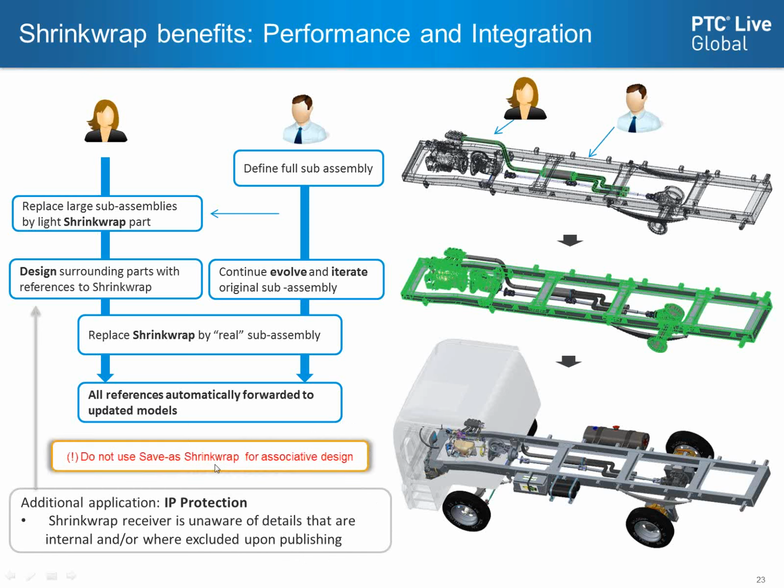One note here: the forward referencing only works with the Shrinkwrap feature, not Save as Shrinkwrap. This is one limitation of Save as Shrinkwrap. Save as Shrinkwrap is just publishing a simplified form, but it wouldn't support the associativity. So for having the full associativity, you need to use the Shrinkwrap feature.